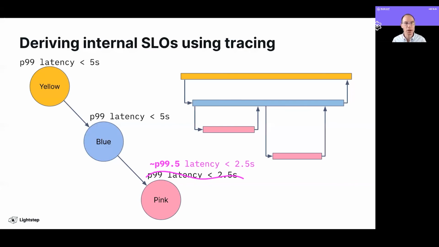And I guess what I really want to call out here is that we had to figure out what these dependencies were. Traces helped us do that. But we also needed to know the way that we depended on them, right? The fact that we make multiple calls is really important to this.